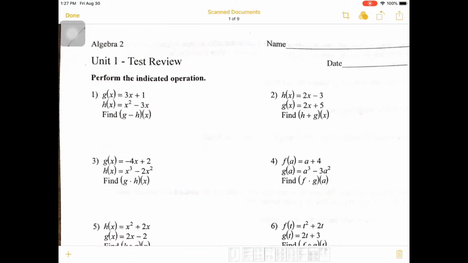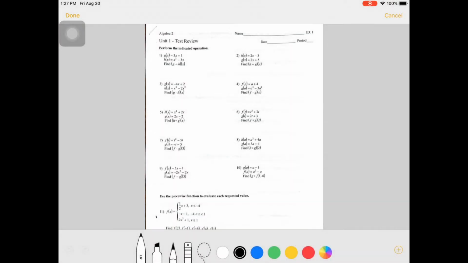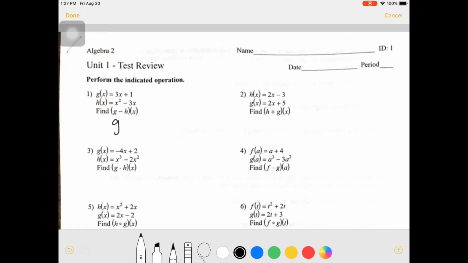So for example, on number 1, you're going to start by doing g of x, and you're going to subtract h of x from that. So we're subtracting, we're doing 3x plus 1, and we are subtracting all of h of x, so it needs to be in parentheses. And then you'll combine your like terms.